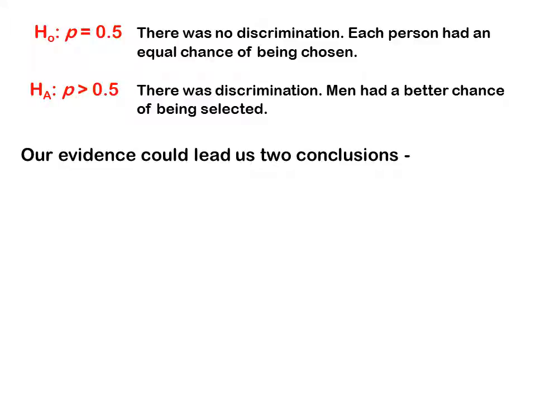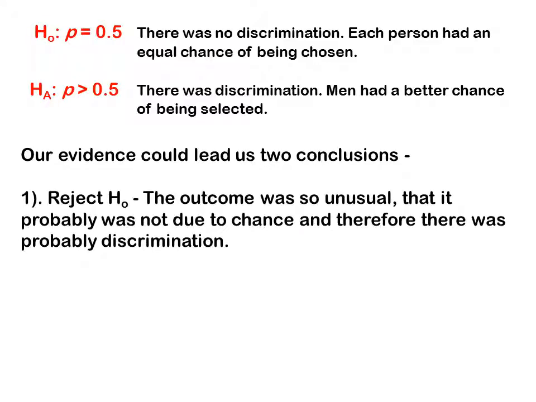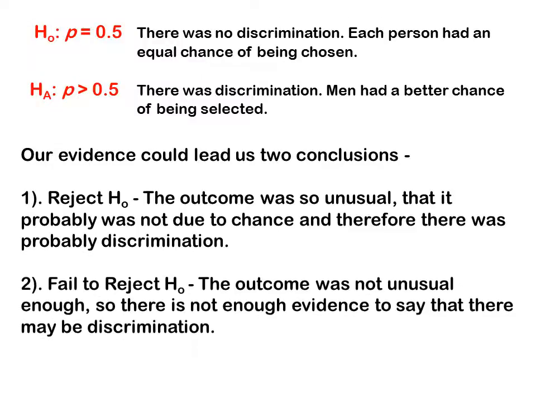So our evidence could lead us to two conclusions. Either we reject the null hypothesis, the outcome was so unusual that it probably was not due to chance, and therefore there was probably discrimination. Or we fail to reject the null hypothesis. The outcome was not unusual enough, so there's not enough evidence to say that there may be discrimination.